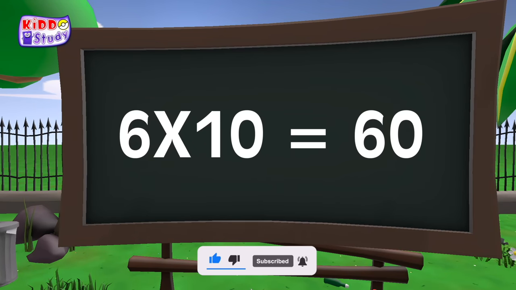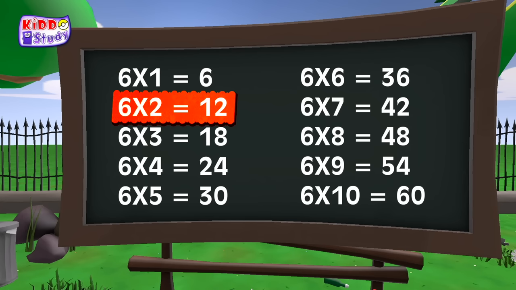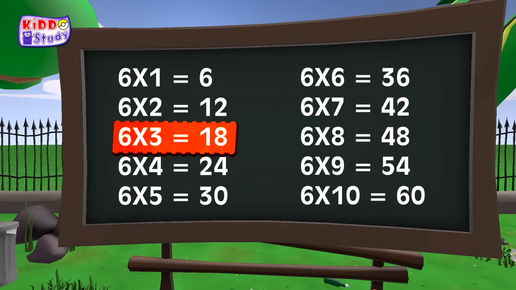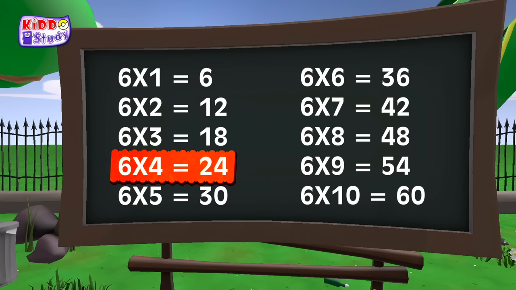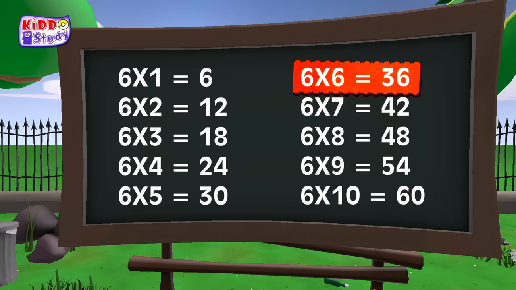Once again, children. 6 ones are 6. 6 twos are 12. 6 threes are 18. 6 fours are 24. 6 fives are 30. 6 sixes are 36.